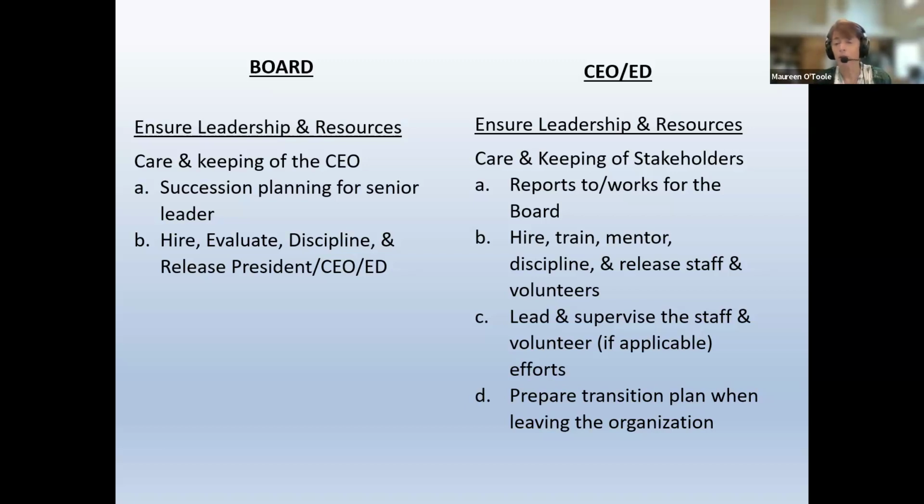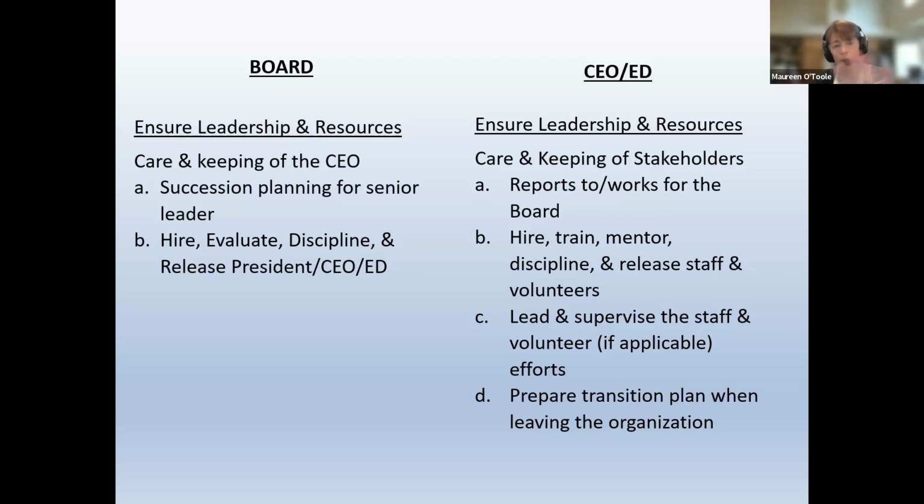Volunteers are always your biggest resource. Are we taking care of our volunteers? And are we releasing them when they need to be released? Lead and supervise the staff and volunteers in our efforts. And last one, and I know I'm working with Idaho Partners for Good right now on this last one.